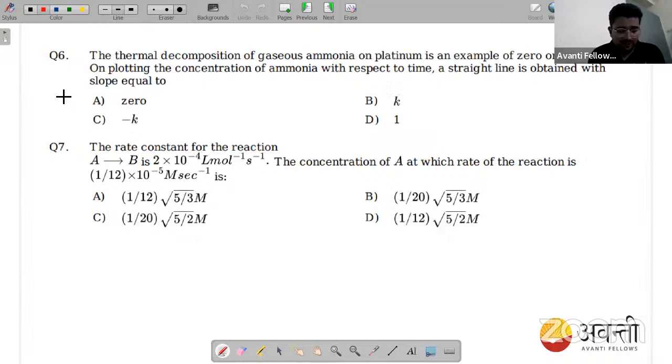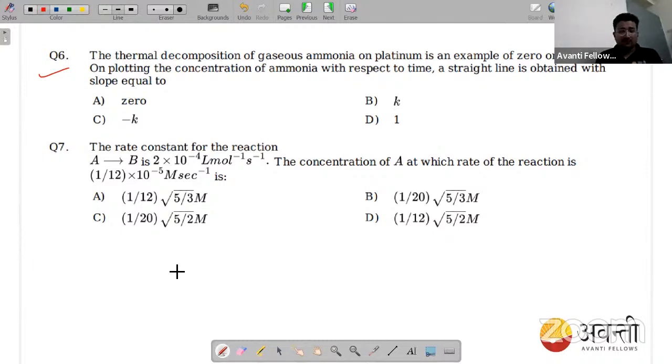So what is this question? Here you can see question number 6. The thermal decomposition of gaseous ammonia on platinum is an example of a zero order reaction. So here we are given a zero order reaction. On plotting the concentration of ammonia with respect to time, a straight line is obtained with slope equal to what? So we have to calculate the slope for a zero order reaction.